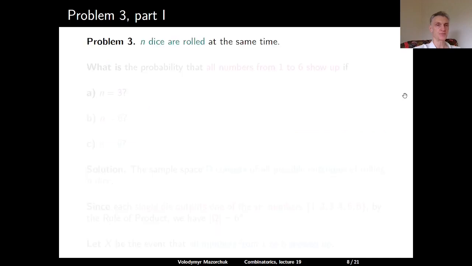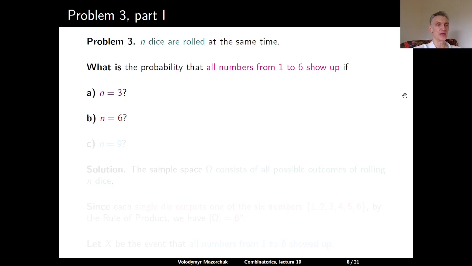Problem 3. N dice are rolled at the same time. What is the probability that all numbers from 1 to 6 show up if A. n is equal to 3, B. n is equal to 6, and C. n is equal to 9?